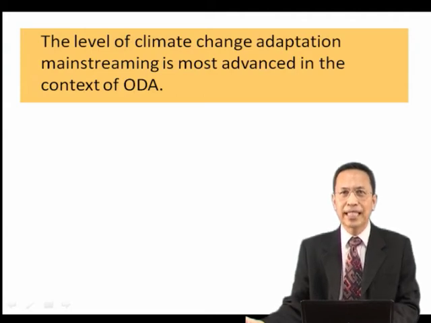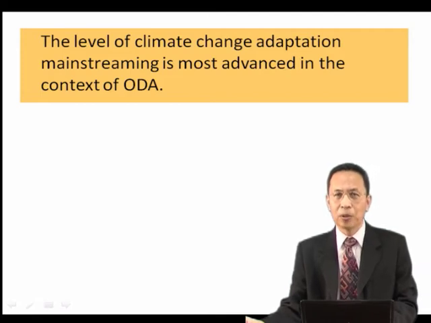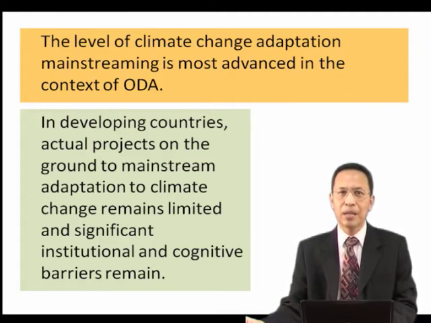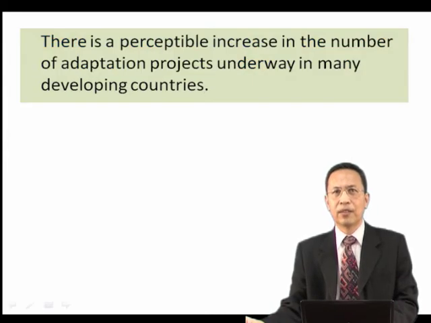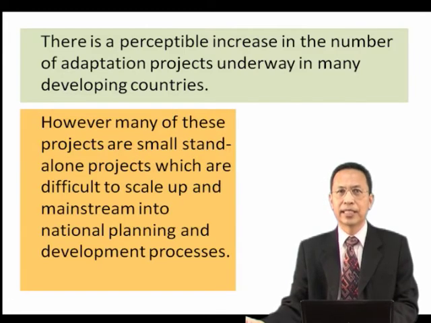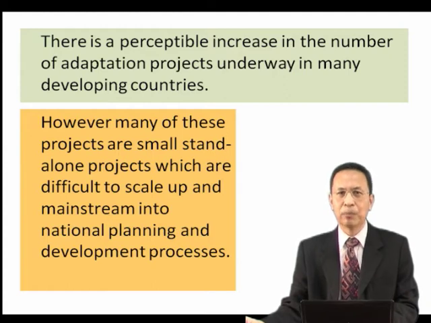Now, the level of climate change adaptation mainstreaming is in fact most advanced in the context of ODA, or Official Development Assistance. In developing countries, actual projects on the ground to mainstream adaptation to climate change remain limited, and significant institutional and cognitive barriers remain. There is a perceptible increase in the number of adaptation projects underway in many developing countries. However, many of these projects are small, standalone projects which are difficult to scale up and mainstream into national planning and development process.